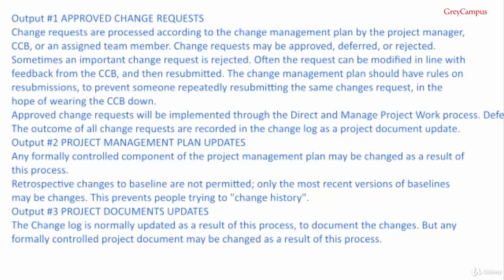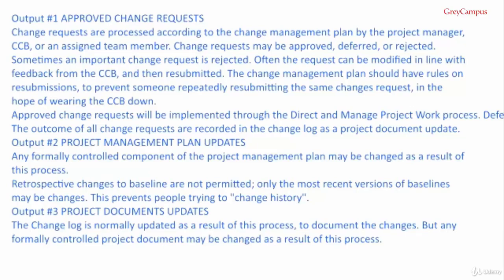Number 2, project management plan outputs. Any formally controlled component of the project management plan may be changed as a result of this process. Retrospective changes to baselines are not permitted. Only the most recent versions of baselines may be changed. This prevents people trying to change history.